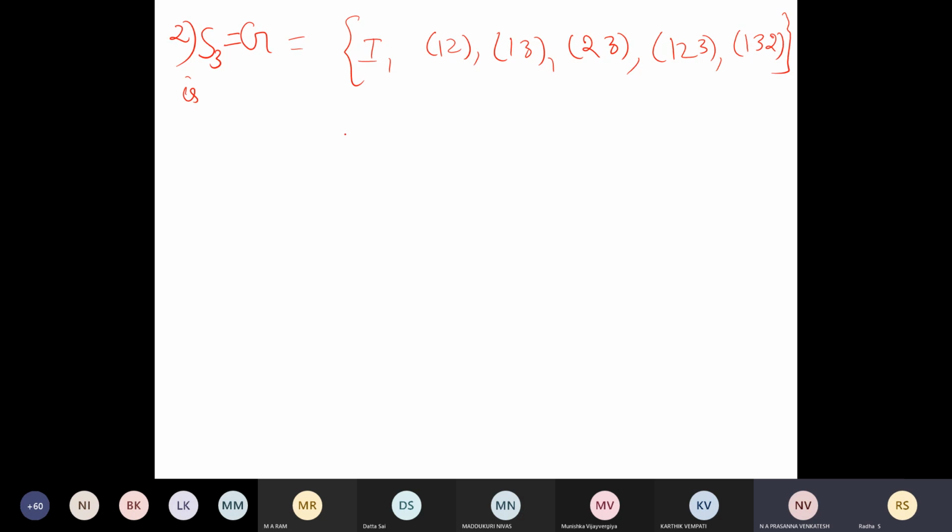Sure. Okay. So S3 equal to this. This is a group under, what is the operation here? S3, equal to G, is a group under what operation?